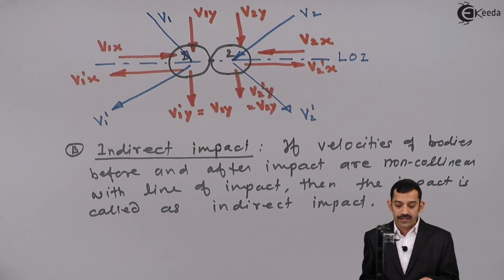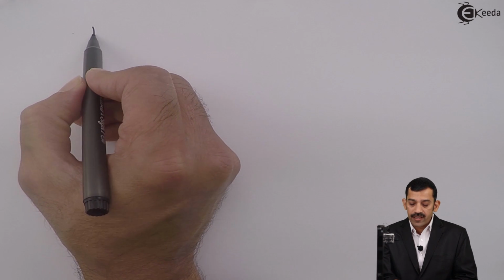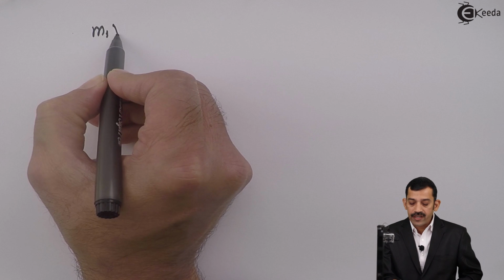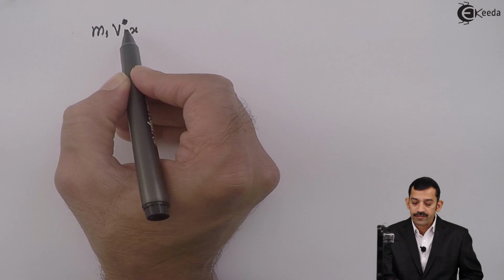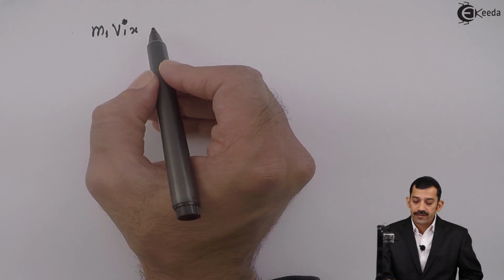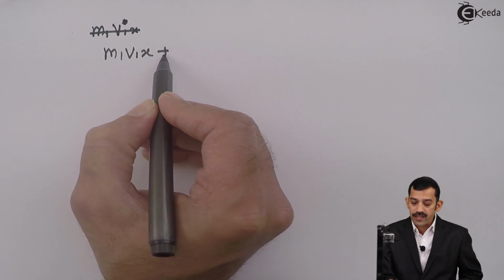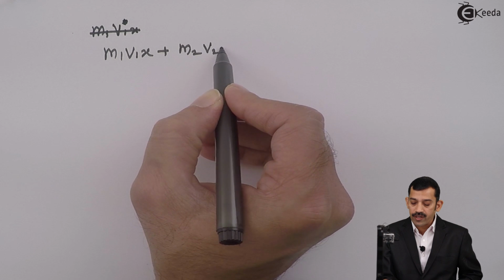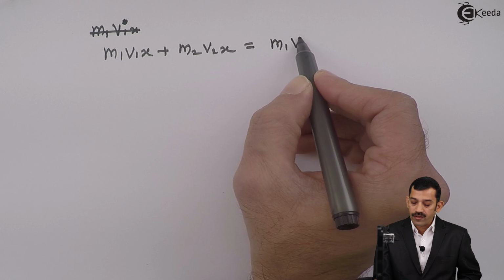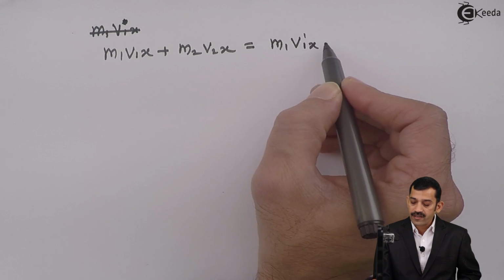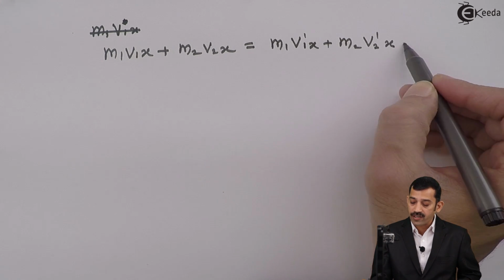So if we write here, just see. The law of conservation of momentum is written for body 1 as m1 times its velocity in the horizontal direction without dash, m1 v1x, plus for the second body m2 v2x. This is the initial momentum. Final momentum is m1 v1 dash x plus m2 v2 dash x. That means you have to consider which components?